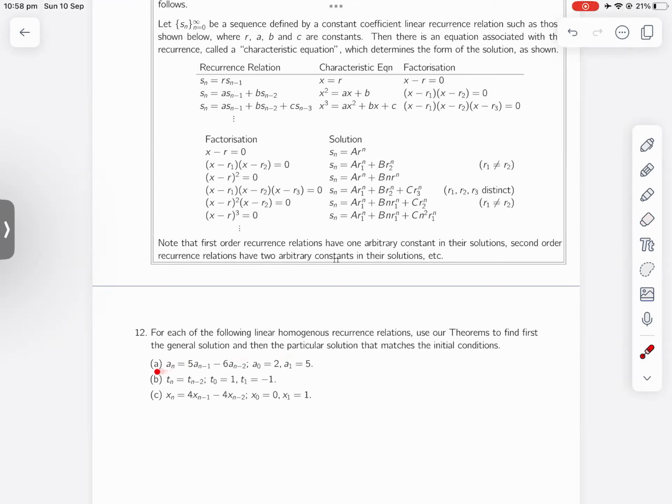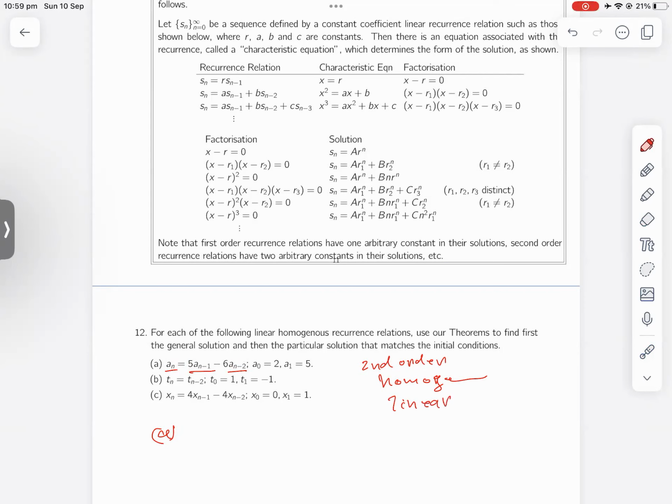So, part A. I'm going to use this table, and firstly I will have to constitute the characteristic equation. It is this one, so it's second order. This doesn't have any constant, so it is homogeneous, and none of the a_{n-1} terms is raised to a power other than 1, so it is linear.